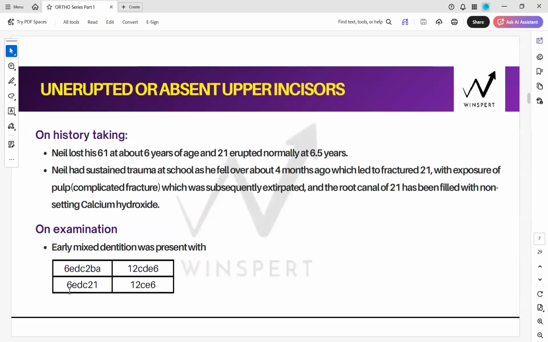So on examination, his teeth present in mixed dentition are 6, E, D, C, and then the lateral is erupted, but B is also retained and A is retained. Then 1 and 2 are erupted here, but primary C, D, E are present and the first molars are also erupted. On the lower left as well, it is 1, 2, and 6, and C and E are present, and here the lower central and lateral are erupted, the lower first molar is erupted, the canine and the primary molars are there, right?